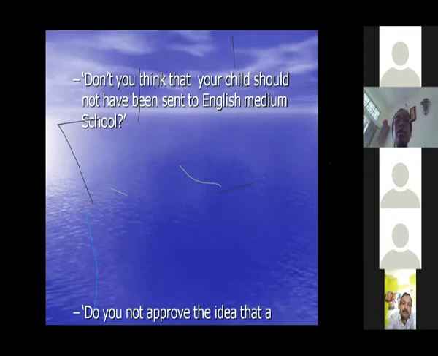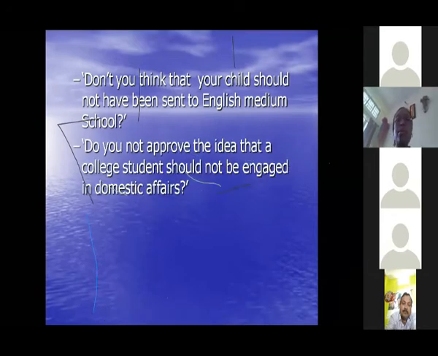Again, look at this. The statements are: do you not agree that our child should not have been sent to English medium school? Do you not approve the idea that a college student should not be engaged in domestic affairs? Think about the meanings of this type of questions. It creates problems in understanding their meaning.